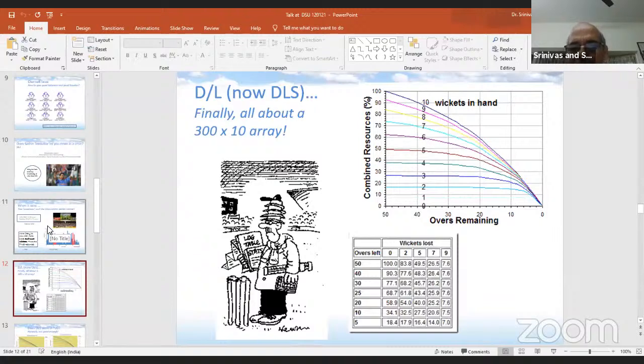So at the 25 over mark, if you're 100 for 2 and you still have about 2/3 of your resource, that means you've used only 1/3 of your resource and you used that 1/3 of your resource to score 100 runs. So in the remaining 2/3, I should be able to double the runs. So my prediction at that point would be that you're probably going to score 300 runs at the end of the match.